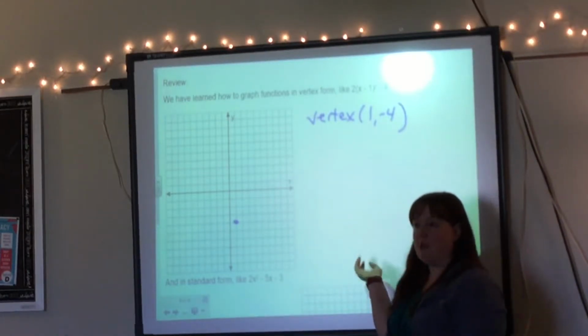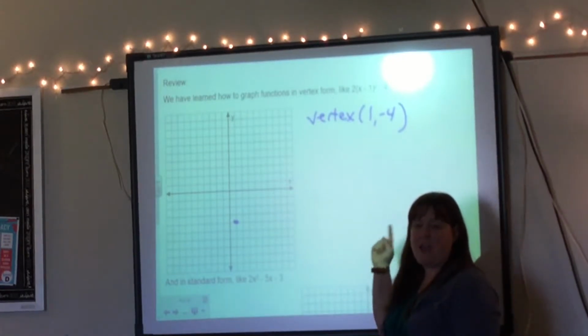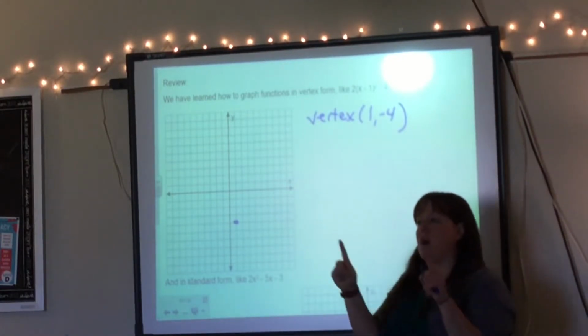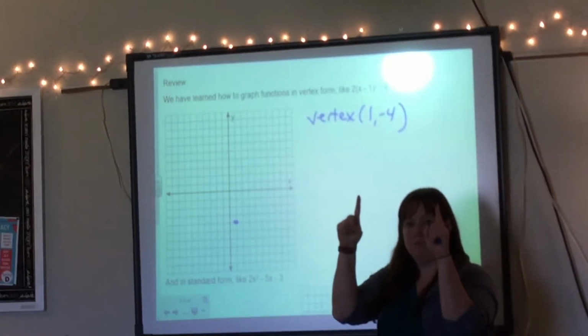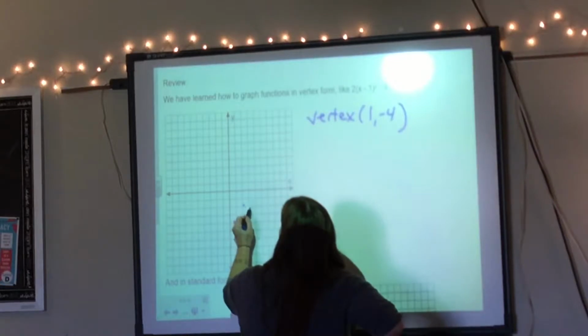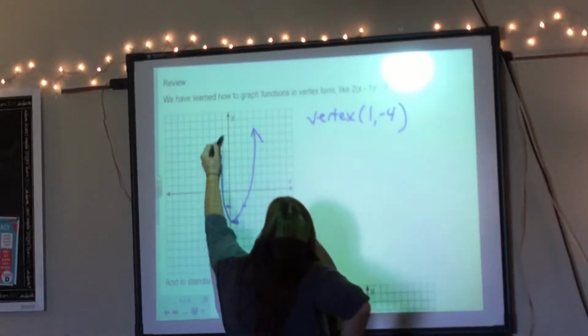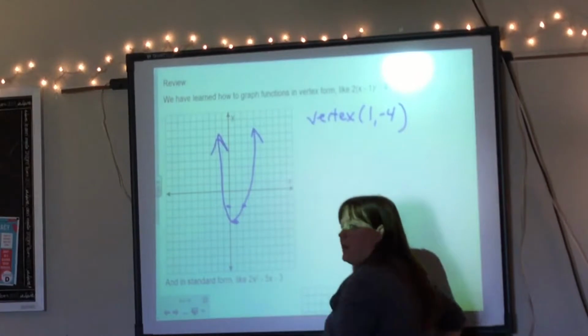And is it facing up or is it facing down? Up, because it's a positive a. And then when I go over 1, how far do I go up? 2. That 2 tells me I go over 1 and up 2. Over 2, up 8, but let me do a quick one there. It's supposed to go through that point.